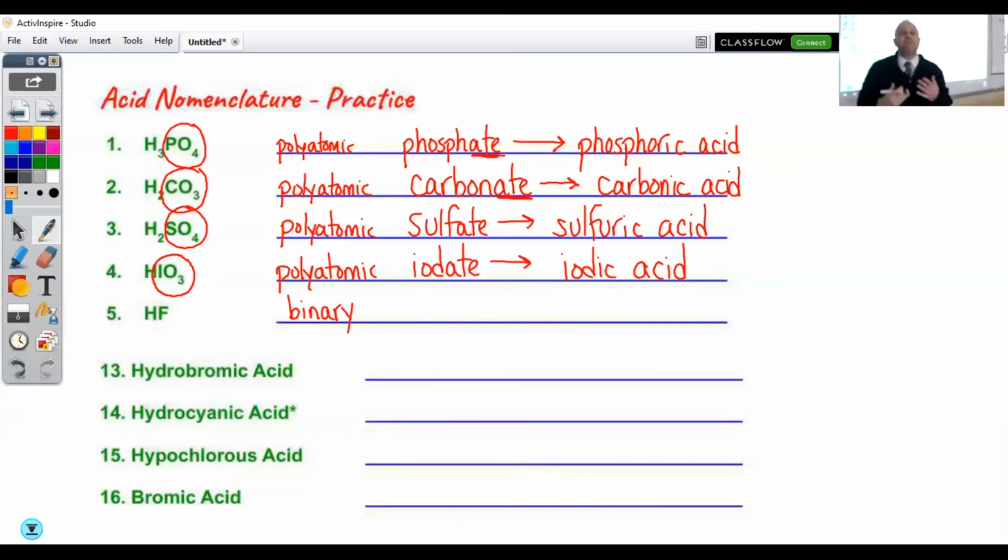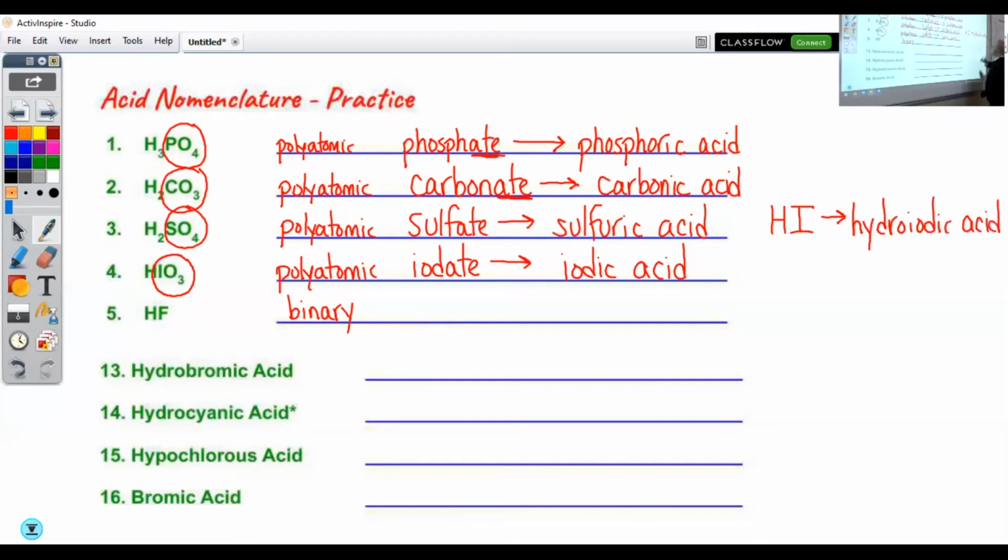Now, you have to be very careful. There are prefixes that look and sound similar to each other, but are just slightly different. So here is an example. If I had HI, this would be a binary acid, just like HF. And the name of this would be hydroiodic acid. Notice how similar iodic acid and hydroiodic acid sound to each other, even though one is HI and the other is HIO3.